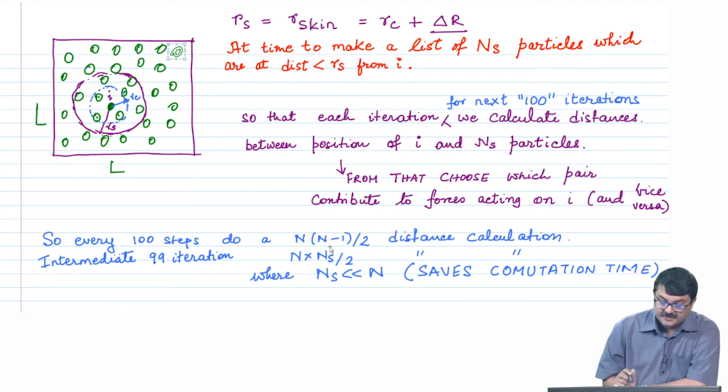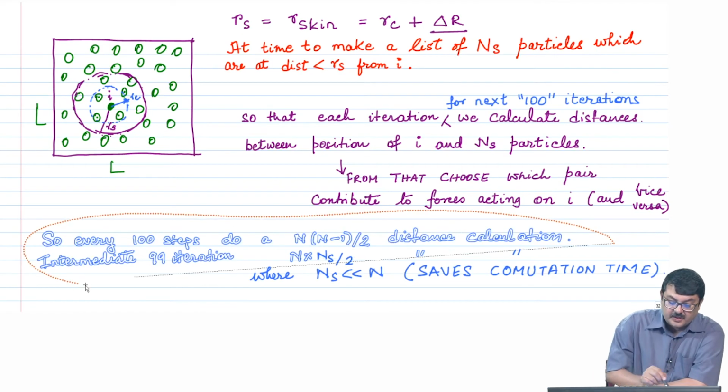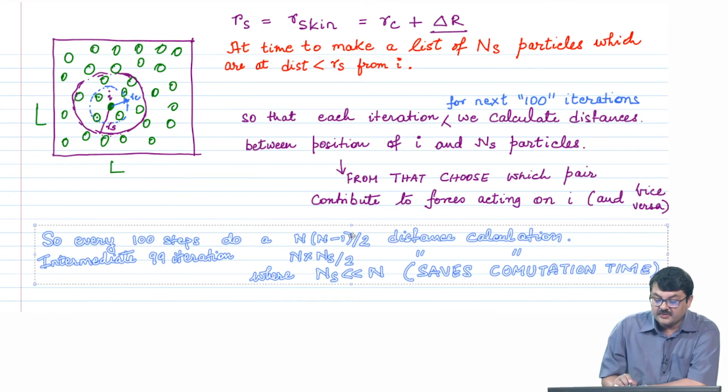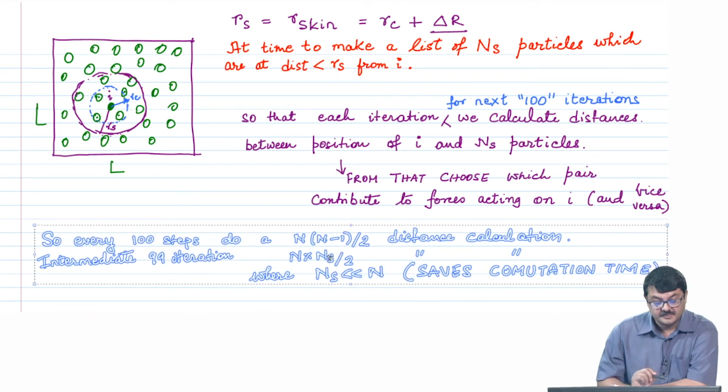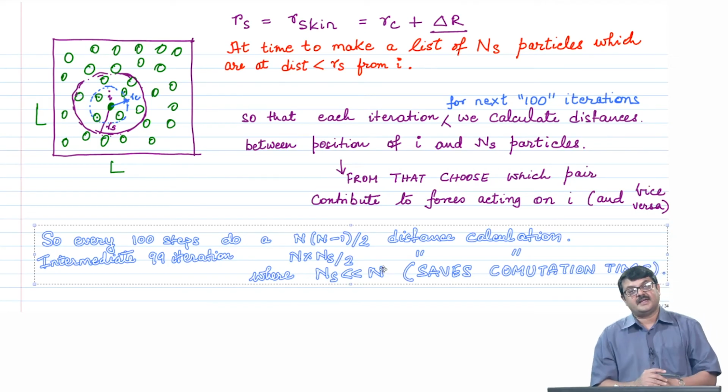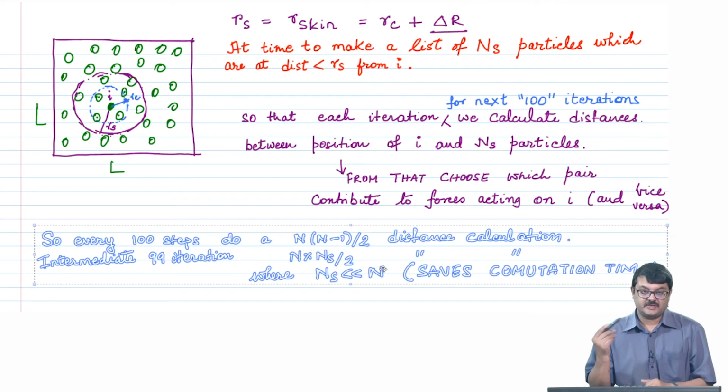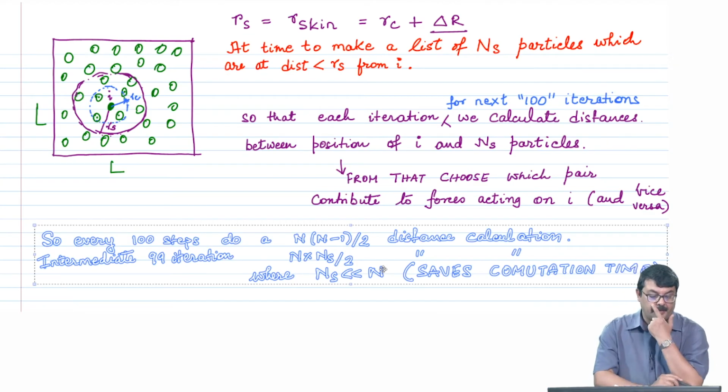Now, what do you get? Every 100th step you were doing n into n minus 1 by 2 distance calculations. Now, you have a smaller list of particles NS, and for the next 500 iterations the number of distance calculations you are doing is n into NS by 2 instead of n into n minus 1 by 2, and if NS is significantly less than n, you save computation time.